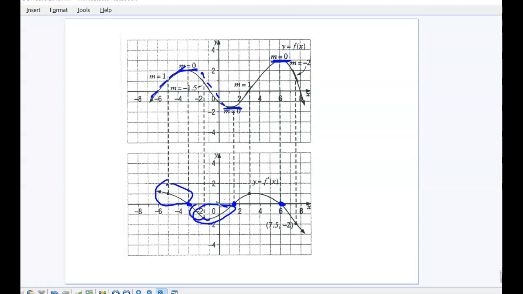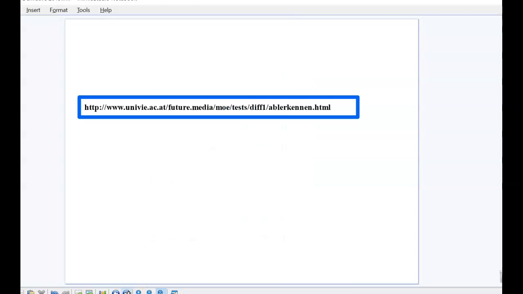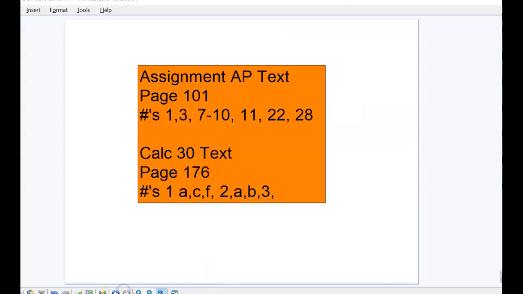But again, there are some more relationships to consider when you're looking at the graph of a function and its derivative. Okay, so that pretty much ends the first part, or it does end section 3.1. There are some questions from both textbooks, so give those a try. And if you have any questions, you can check the answer key on the website.